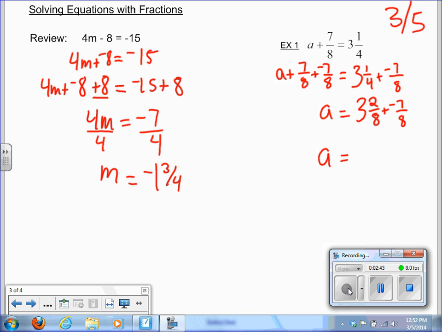What else is the problem here, Marissa? 3 and 2/8. You can't take away 7/8 unless you make it 10/8. Good. We're going to borrow 1 whole from the 3, and that's 8/8. And 8/8 plus 2/8 is 10/8. And that leaves us with a equals 2 and what? 3/8. And that is our answer.